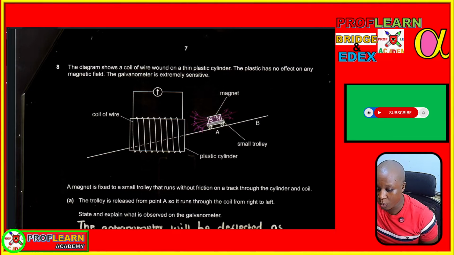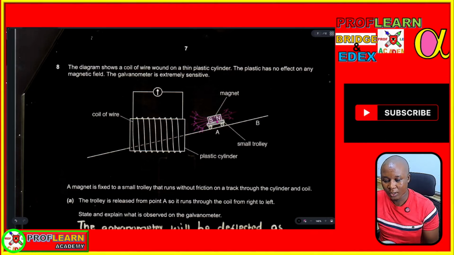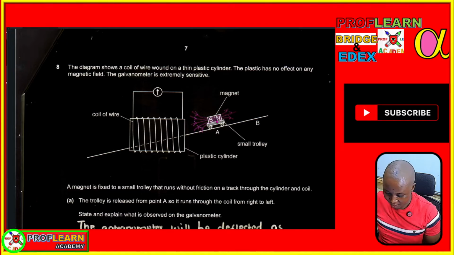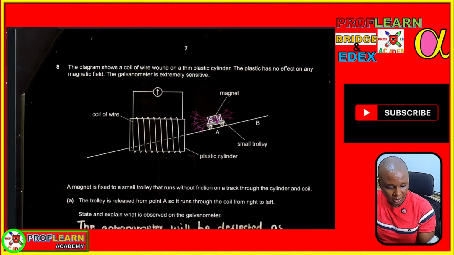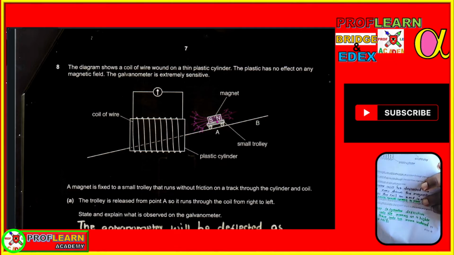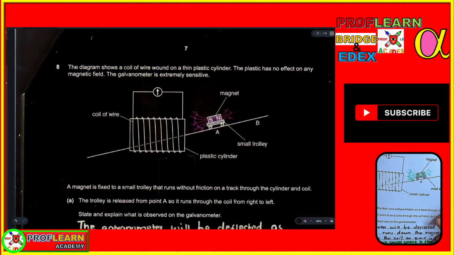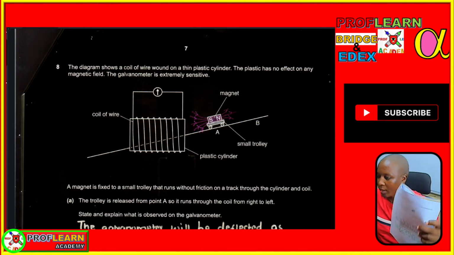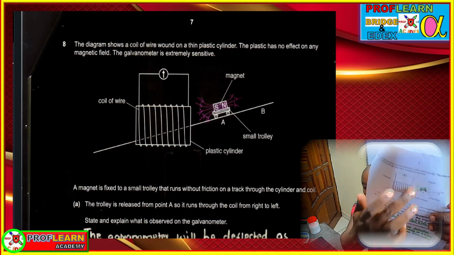So moving on, we have a toy car, a trolley that is running down the slope. And what we are having here, there is a magnet which is attached on that trolley. And we can see that this magnet has got magnetic fields. And remember that when this trolley is running down, basically what's going to happen is that those magnetic fields are going to cut through the coil that we are having here.